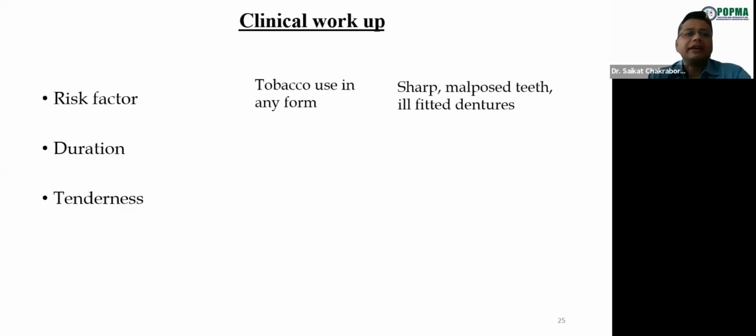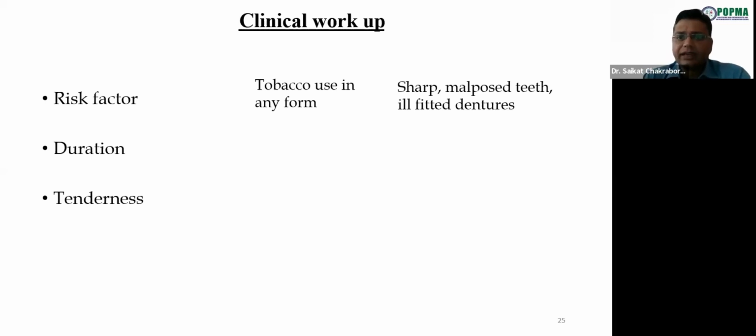You look for risk factors. The biggest risk factors when you're looking into a red or a white patch are tobacco use in any form, plus ill-fitting dentures, malposed teeth, especially the eights. That is why I think the recent consensus about impactions is that whenever you are disimpacting a 3/8 or a 4/8, in the same sitting also take out 1/8 or 2/8, because once the 3 or 4/8 is out, the antagonist tooth will super-erupt and then it might start hitting the retromolar trigone. Retromolar trigone is again a very vulnerable anatomical site.